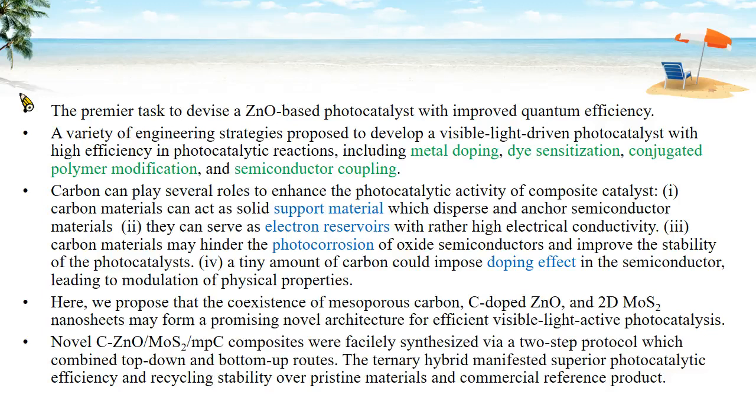There are several possible roles for carbon in a composite. First, they can act as a solid support material. They can also serve as electron reservoirs, or they could hinder the photocorrosion of oxide semiconductors. And a tiny amount of carbon could impose the doping effect.